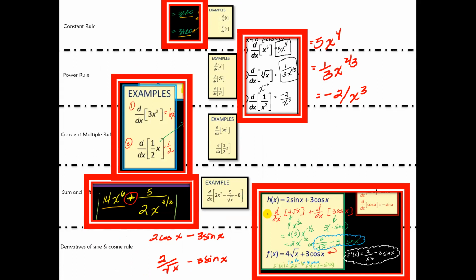And the big one that you need to know is that the derivative of cosine x is negative sine x, and the derivative of sine x is cosine x. Those are the only 2 new things that you really need to know. And you will need to know these 2 in order to solve for the problem here.